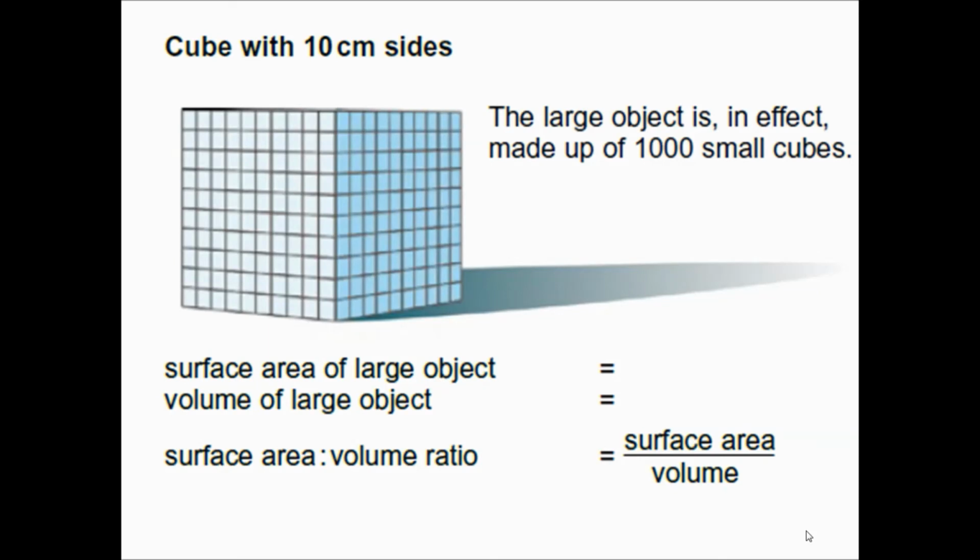Pause the video and work out the surface area and volume. You should have worked out that 10 times 10 times 6 gives a surface area of 600 centimeters squared. Remember, it's squared. The volume of the object is going to be 1000 centimeters cubed. Then when you divide 600 by 1000 gives you a surface area to volume ratio of 0.6. The ratio allows us to compare cubes of different sizes.